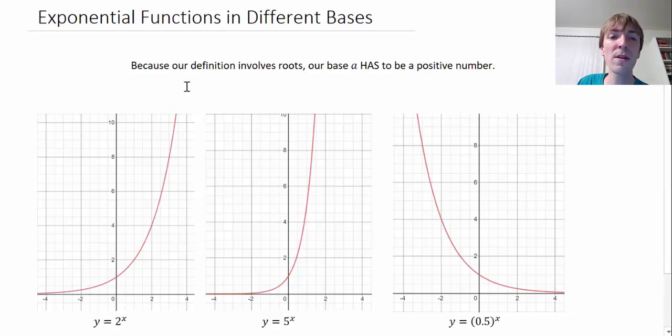Okay, now an important note up at the top here. Remember that our definition in version 2 involved taking roots. So if we're going to be taking roots such as square roots, then we can't have our base be a negative number. Okay. I mean, we could in version 1, but as soon as we got to version 2, we're not allowing that because we want our outputs to be real numbers, not complex numbers. So we are forcing that base to be a positive number.